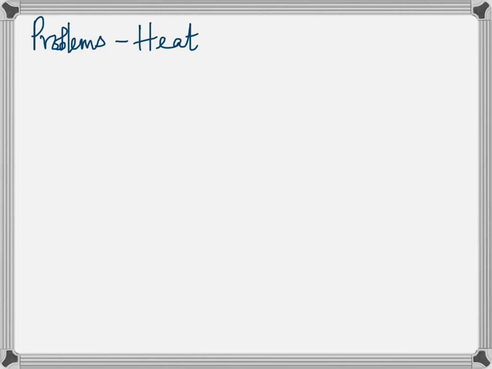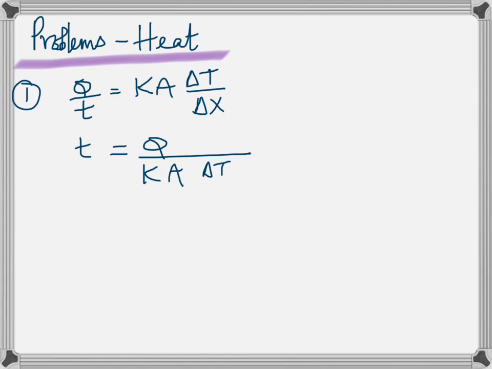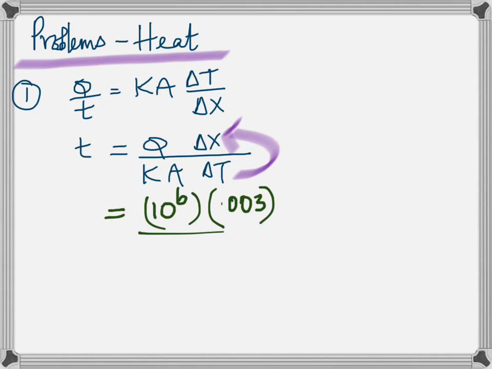We need to do 20 questions. So number one, Q by T is K A delta T by delta X, conductivity. You've got to find T. Make T the subject. You get Q by K A, delta X by delta T. I'm trying to show that the delta X will go to the top, isn't it? Then substitute the numbers. Q is a million.